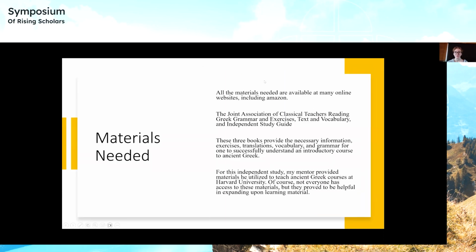The materials that I needed for my independent study were accessible through websites like Amazon. The three books that I used were the Joint Association of Classical Teachers Reading Greek and Grammar and Exercises, Text of Vocabulary, and Independent Study Guide. These three books provided the necessary information, exercises, translation, vocabulary, and grammar for me to successfully complete this introductory course to ancient Greek. For the independent study, my mentor also provided extra materials he utilized to teach ancient Greek courses at Harvard University. In addition to these, I also used YouTube videos to help me understand more difficult concepts to grasp.